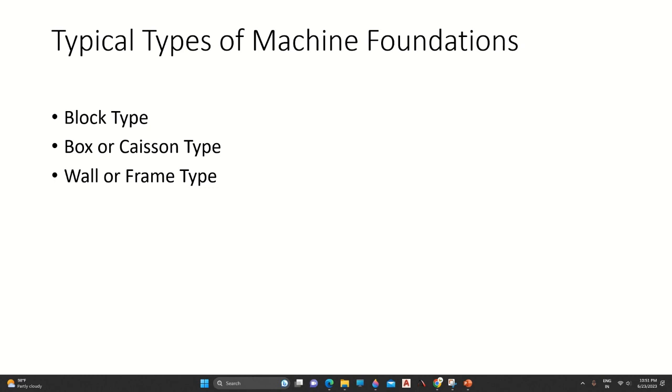And especially for these machine foundations, when you talk about the types of machine foundations, we have three types. One is block type, another is box or caisson type, and the third one is wall or frame type foundation.